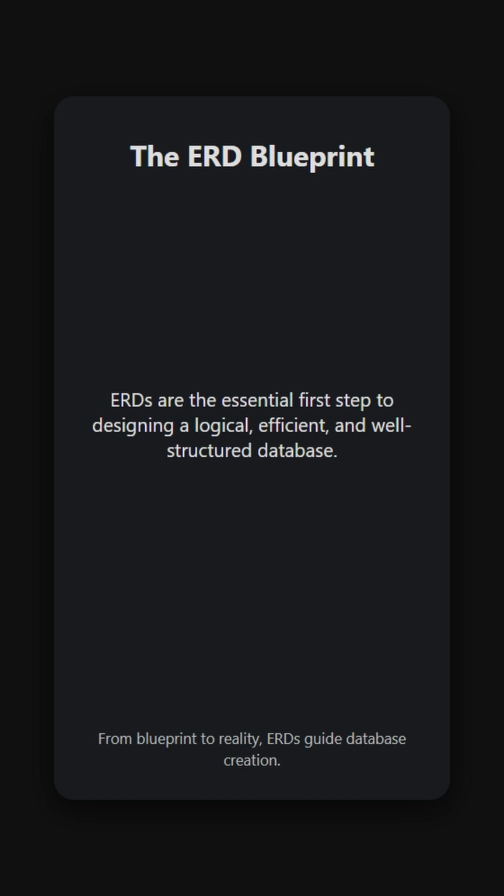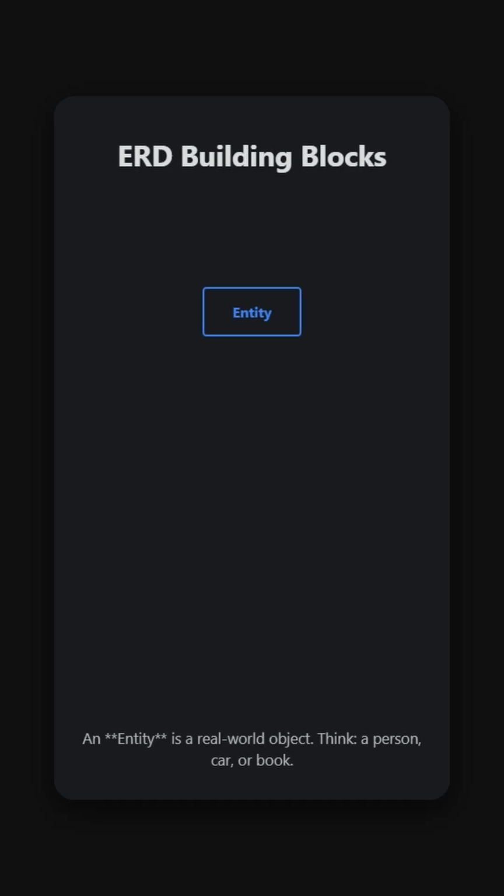Welcome to the world of entity relationship diagrams, or ERDs. Let's explore the building blocks. First, we have the entity. An entity is a real-world object. Think a person, car, or book. Next, the attribute. An attribute is a property of an entity, like a name, color, or price.